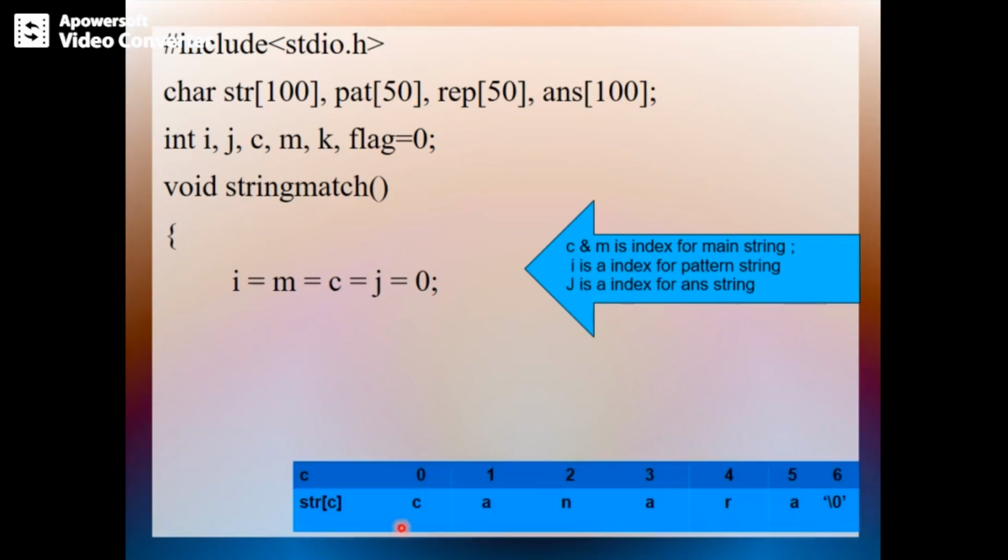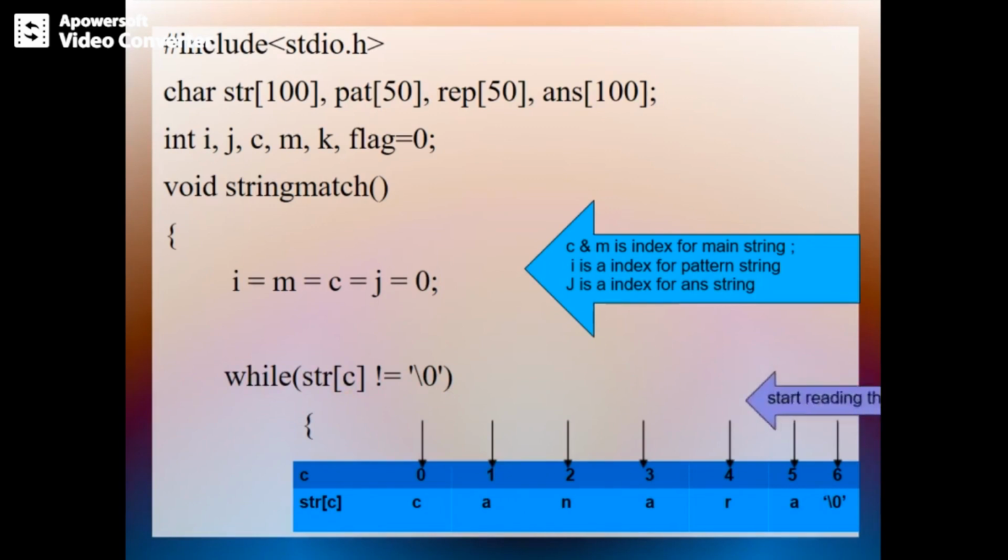So suppose I have taken the main string as Canara, then what is my job? I have to go on trying to find the occurrences of a pattern until I get null. You can see here, until I get null, you have to go on matching for the occurrences, so till here I should go. So that's why I'm going to match character by character. That's why I'm using while str of c not equal to null. So this will loop through all the characters present in the string.